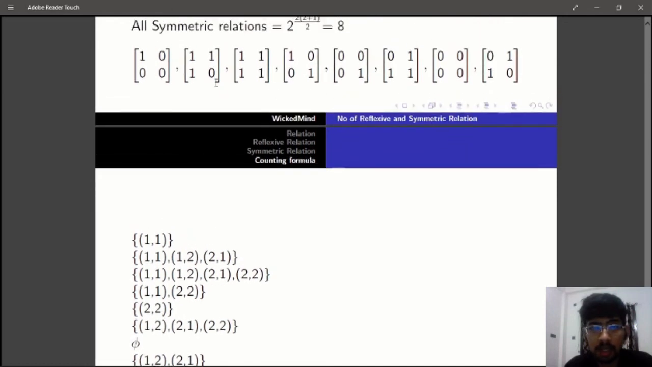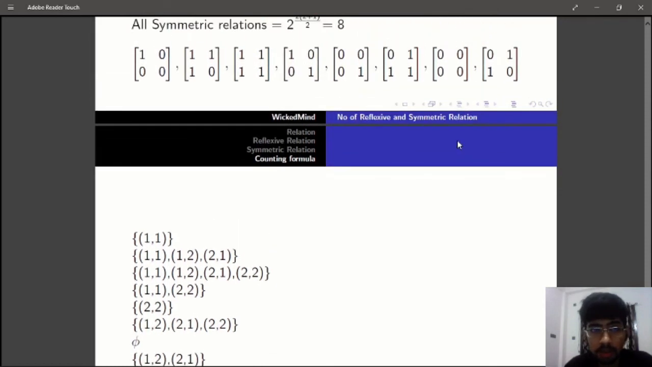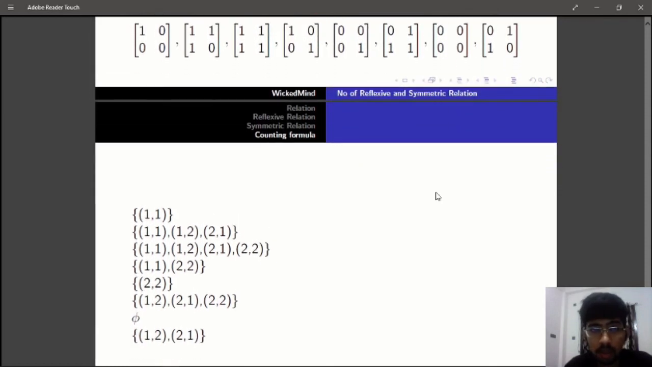As you can see, if the ij position has 1, automatically the ji position will be 1. Here (1,2) is 1, then (2,1) is also 1. Similarly, for all these matrices, you see that if the ij position is covered with 1, then the ji position will also have the entry 1.